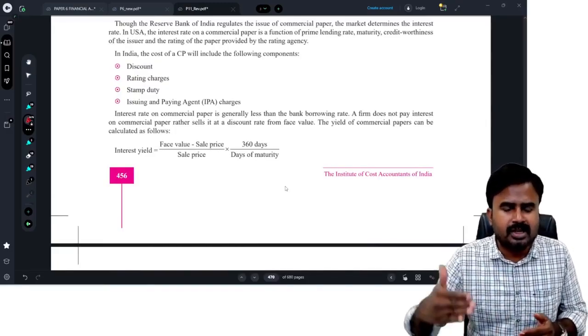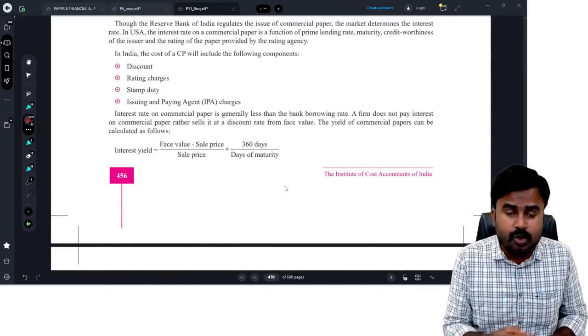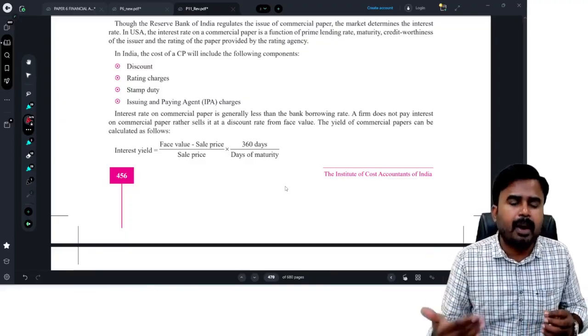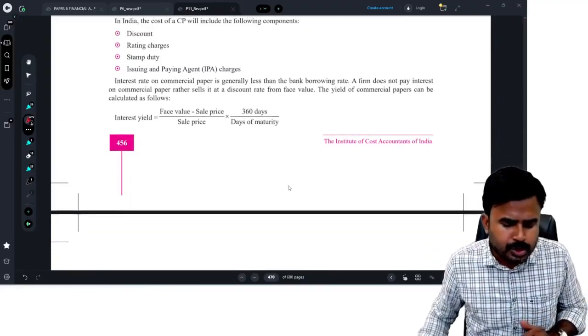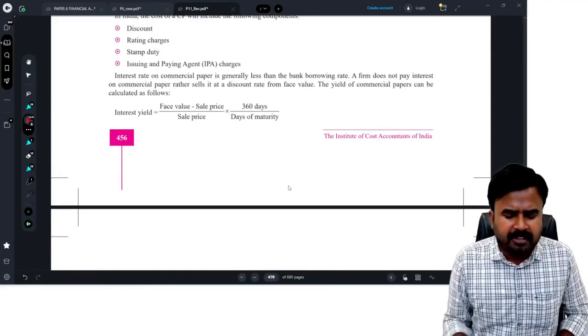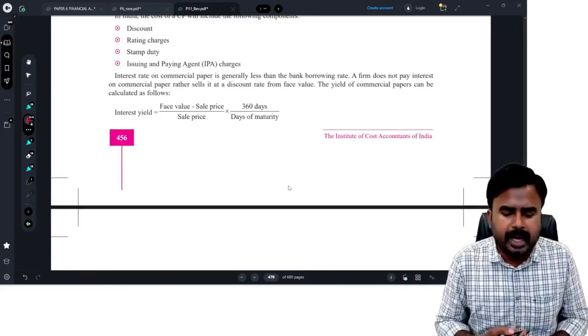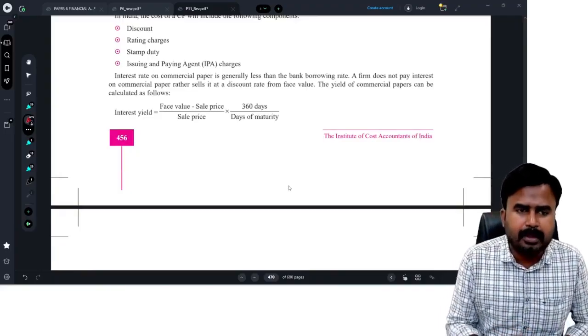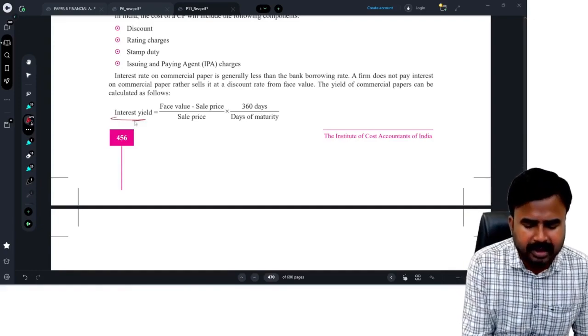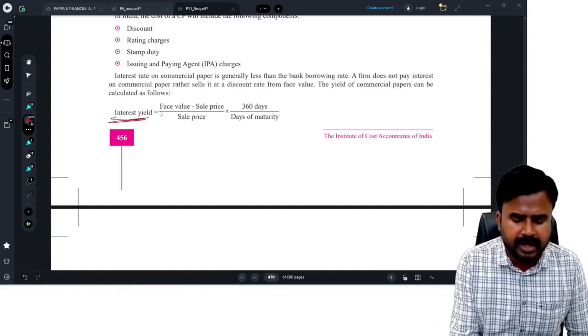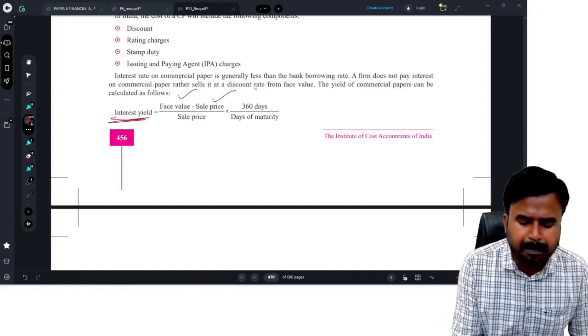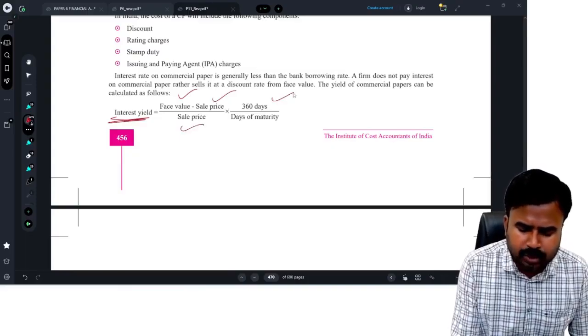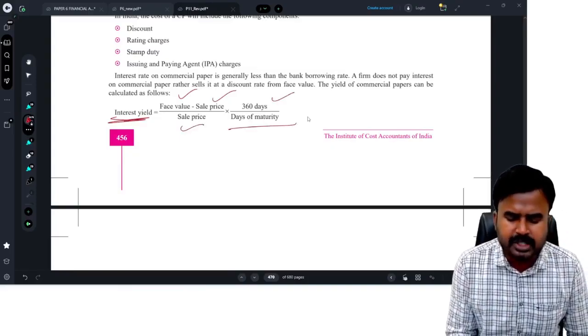The maturity period is less than 1 year. It is going to be issued at discount, redeemable at par, face value. The formula for the rate of return, or interest yield, that can be earned by every investor by buying this commercial paper is: face value minus sale price, divided by sale price, into 360 days by days of maturity.